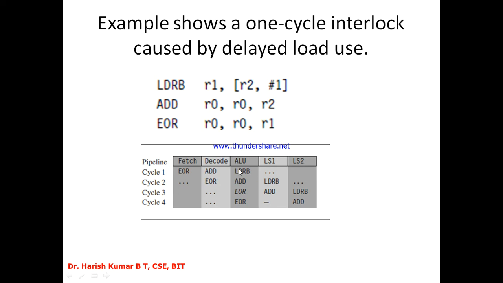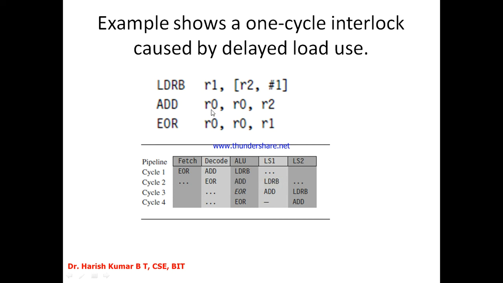Now observe, assuming LDRB is in the ALU, in decode obviously add should be there, and XOR is fetched. Now add can happen, this can execute. Observe here, in the first clock cycle the address is computed; LDRB computes R2 plus 1. In the second clock cycle, LDRB is reading from this memory location and writing it in. Will it write to R1 here? No, it just reads from there.